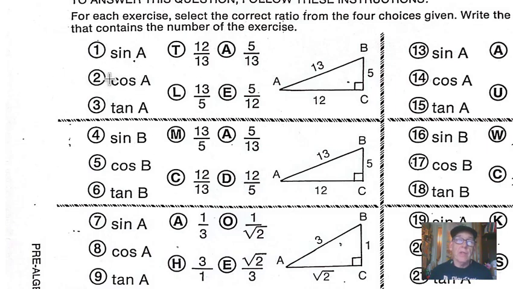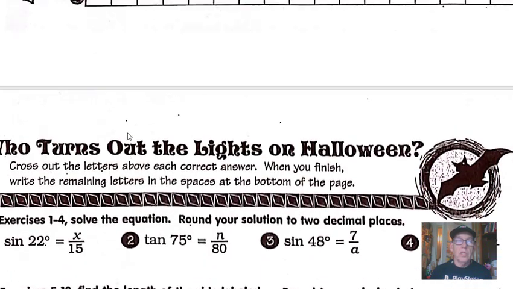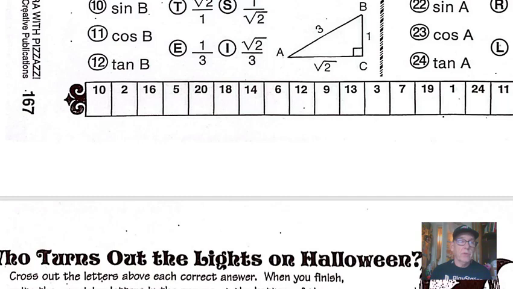They want us to find, say for number 2, the cosine of A. So A is our reference angle. Cosine is adjacent over hypotenuse. The hypotenuse is 13, adjacent 12. We've got 12 over 13, and T goes with number 2. So down at the bottom of the page, a T would go in every place that there's a number 2. And I think there's only 1 on this one.